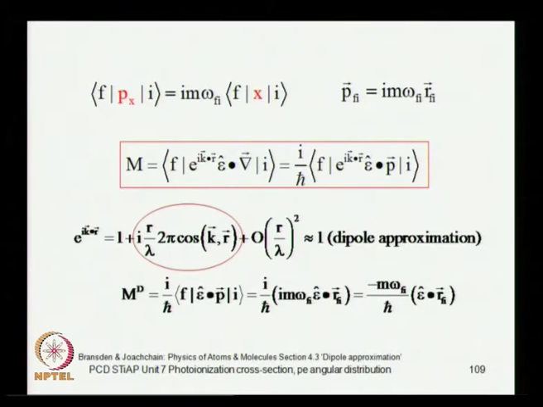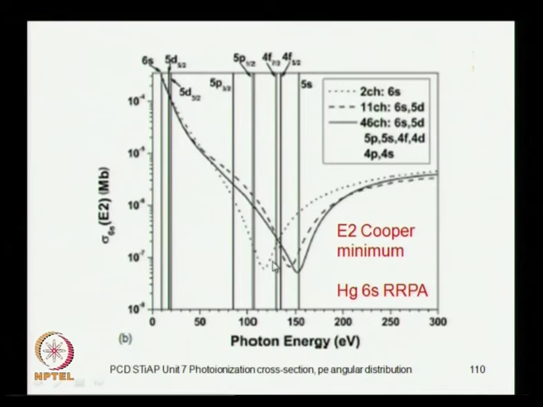But if you take the next term over here, e to the i k dot r, you will get corrections to the dipole approximation, and then you will get higher multipoles. So from dipole you will go to quadrupole and so on. You have a Cooper minimum also in the quadrupole approximation. So this is the quadrupole cross section of the same atom, mercury, and you have a similar phenomenology governing the dynamics of photoionization in higher multipole approximation as well.